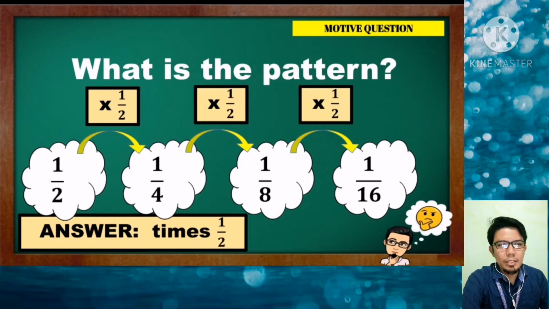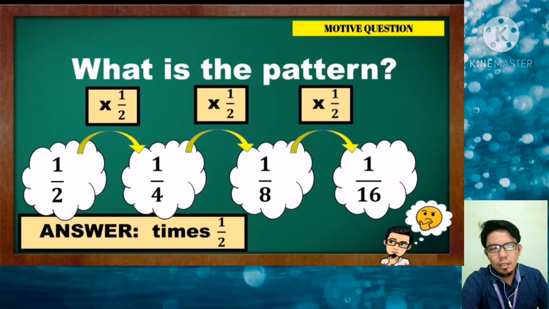Next, what is the pattern? 1/2, 1/4, 1/8, 1/16. If we multiply by 1/2, 1 times 1 is 1, and 2 times 2 is 4, so that is 1/4. Multiply again by 1/2, so 1 times 1 is 1, and 4 times 2 is 8, which is 1/8, times 1/2 again, so it will be 1/16. So therefore, the pattern is times 1/2.